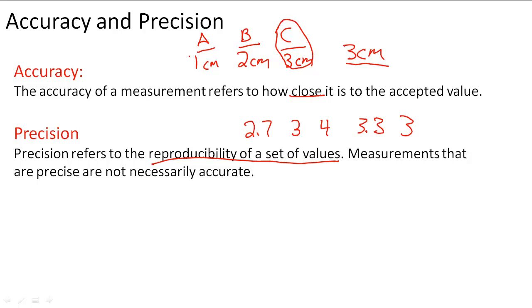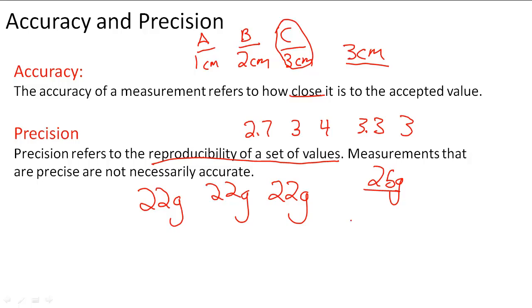So let's say student A is doing an experiment, is supposed to measure how many grams something is, and you know he's supposed to have 25 grams, but every time he gets 22 grams, 22 grams, 22 grams. So this person is very, very precise. They're reproducing the same set of values, but they're not very accurate because you know that it's supposed to be 25 grams.